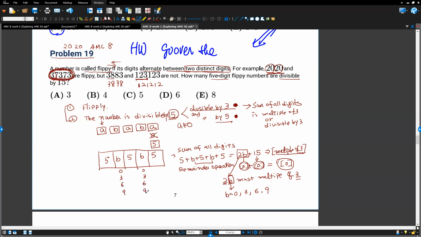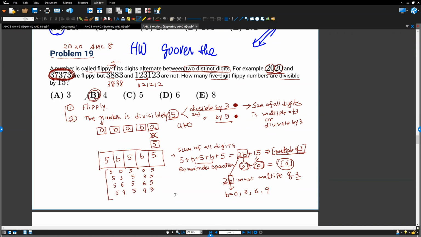They are the choices. You can place them here: 5, 0, 5, 0, 5; 5, 3, 5, 3, 5. But this 5 doesn't change, okay? 5, 6, 5, 6, 5; 5, 9, 5, 9, 5. How many numbers are there? 4 numbers.